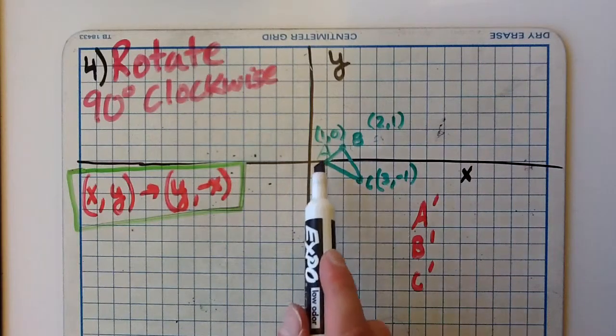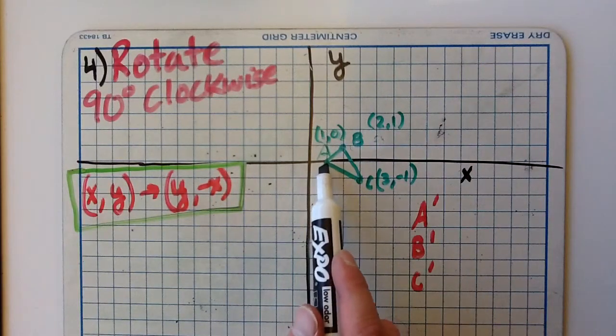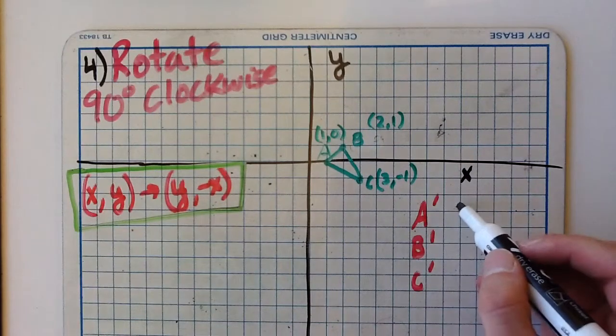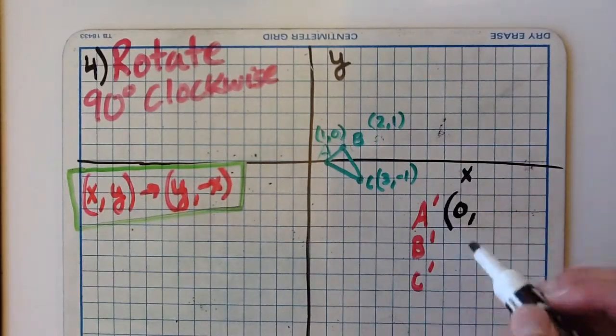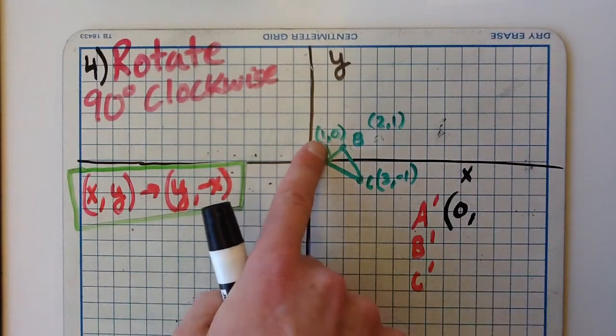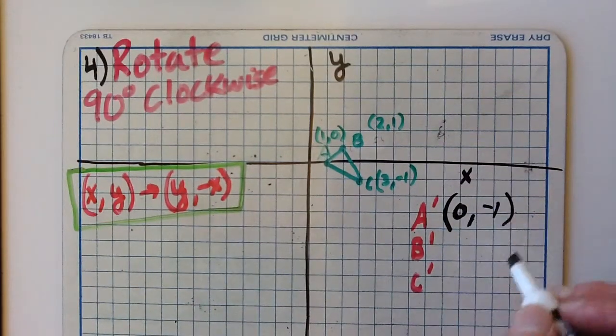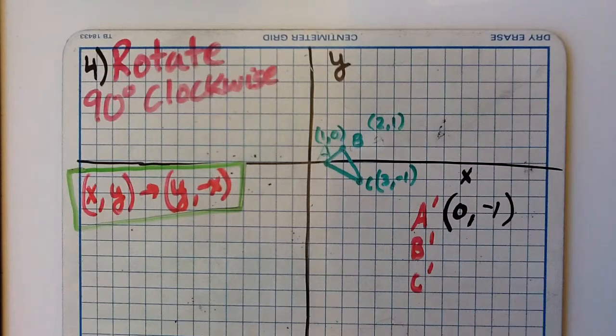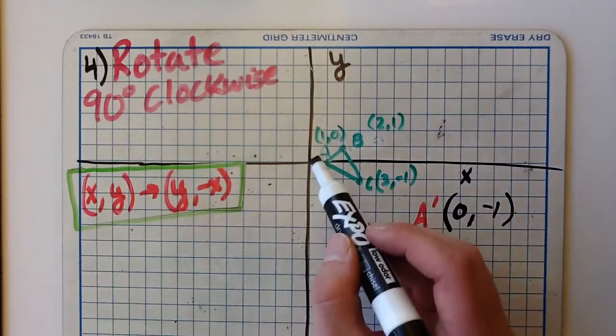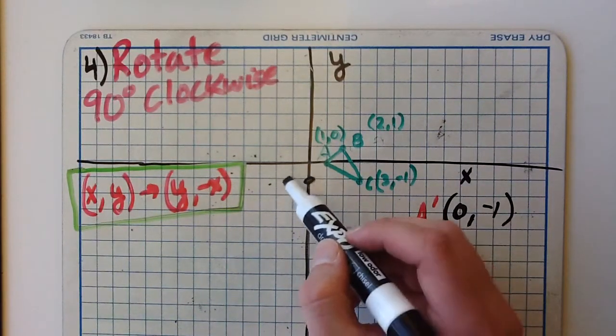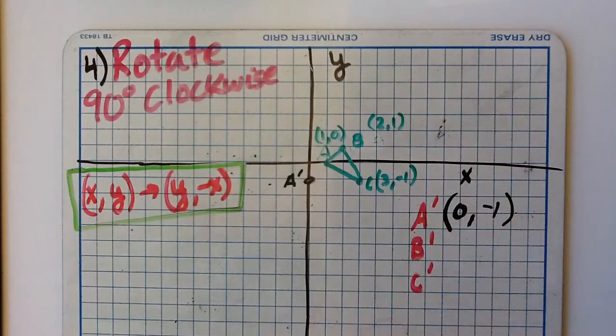So let's start. Point A is at 1, 0. And so I put Y first. That's going to be 0. That's the Y coordinate. And then you want the opposite of the X coordinate. So opposite of 1 is negative 1. All right, so A prime is at 0, negative 1. That would be A prime.